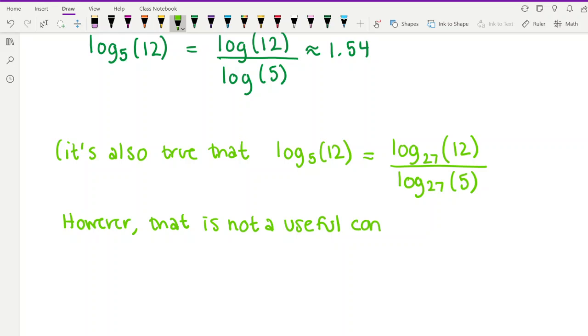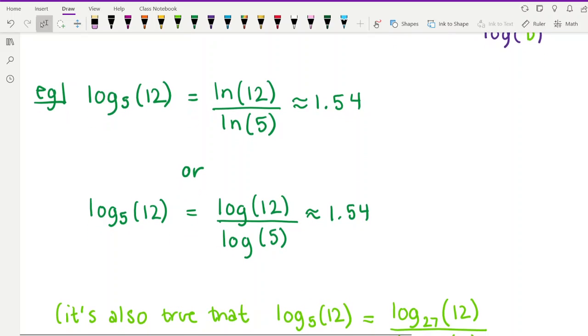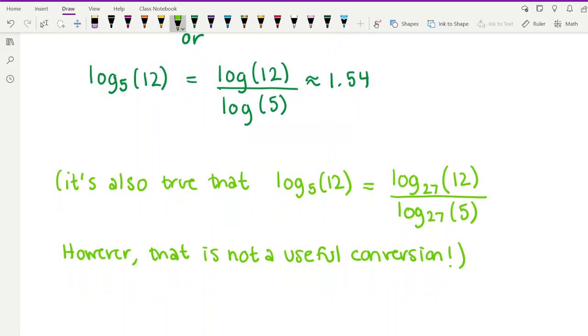Like, the whole point of the change of base formula, generally speaking, is to change a logarithm into being a base of 10 or e so that you can evaluate it on a calculator. And that's why, while it's theoretically true that you could change it to whatever base you want, you're not usually going to change it to some random other base. It will usually just be log or ln.